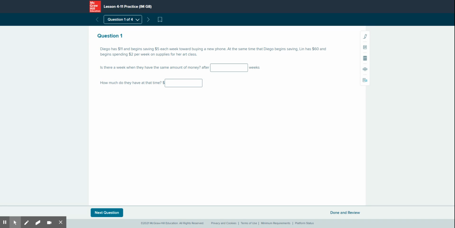But then how much money is that actually going to be? When we look at that amount of money, what we need to recognize is that when we talk about Diego and when we talk about Lynn, I'm substituting that 7 back in. So we're saying that $11 plus $5 every week for 7 weeks, we have 11 and 35, which is going to be equal to $46.